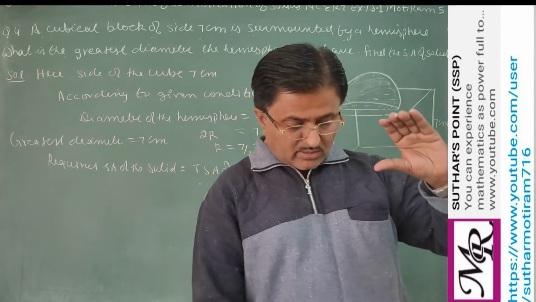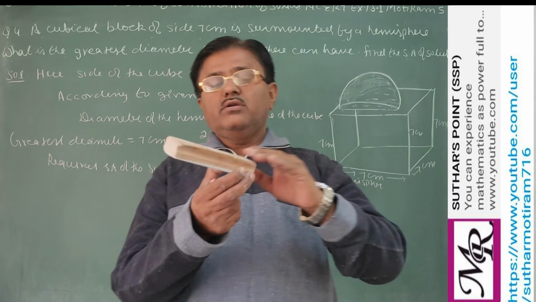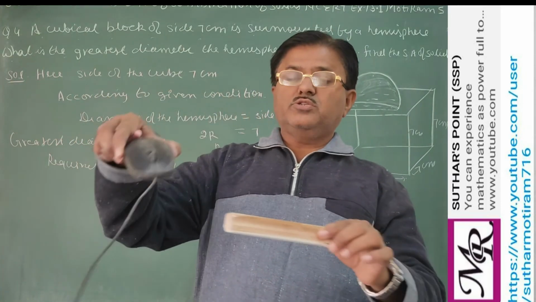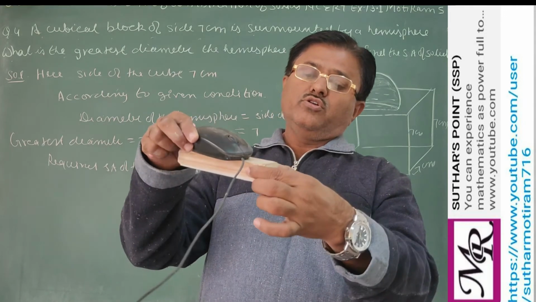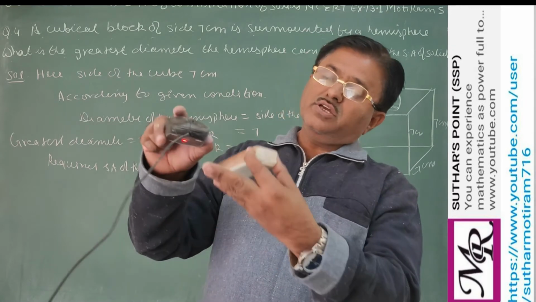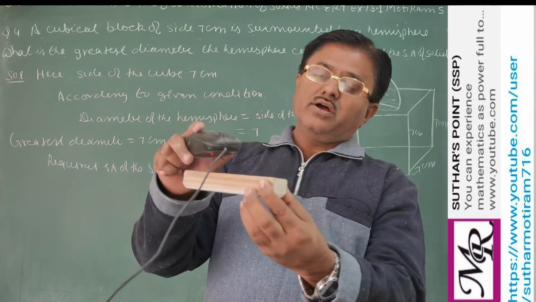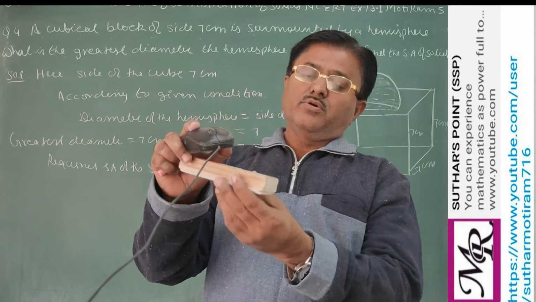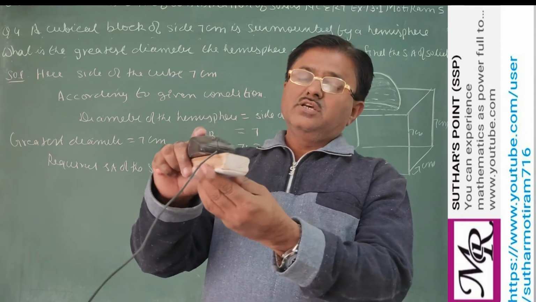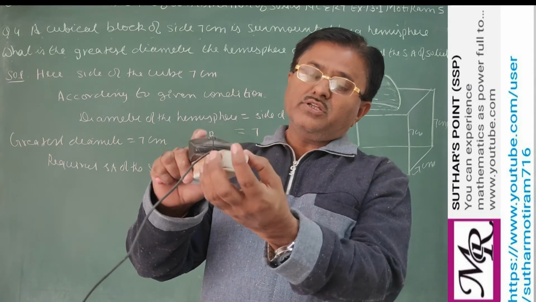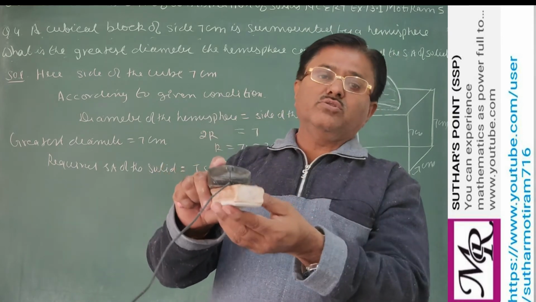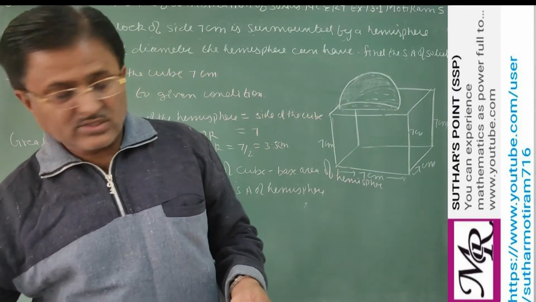Here, suppose this is our cuboid portion, and above this, suppose this is a hemisphere, and we put it on this. So what we see, there are two surfaces mixing. This is the base of the hemisphere and part of the top of the cube. So that will be common. So if you want to find the total surface area, it is the total surface area of the cube plus the curved surface area minus the base area, because that is covered.